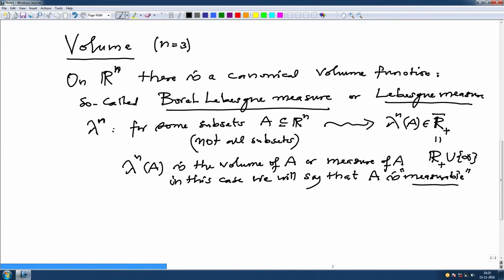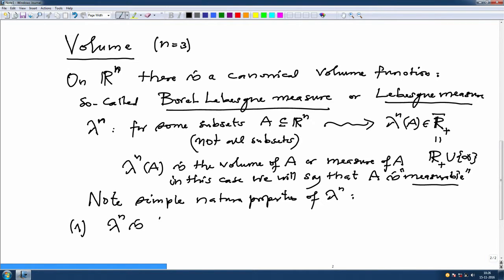I will not go into these definitions formally, but I will collect what the properties of lambda n should be, what happens to the volumes of two sets under operations on the sets, and the building blocks, the subsets of R^n where the volume will exist and what it will be. So I will only note simple natural properties of lambda n and use them axiomatically. I will not try to prove these properties. Okay, the first important property is that lambda n is translation invariant.